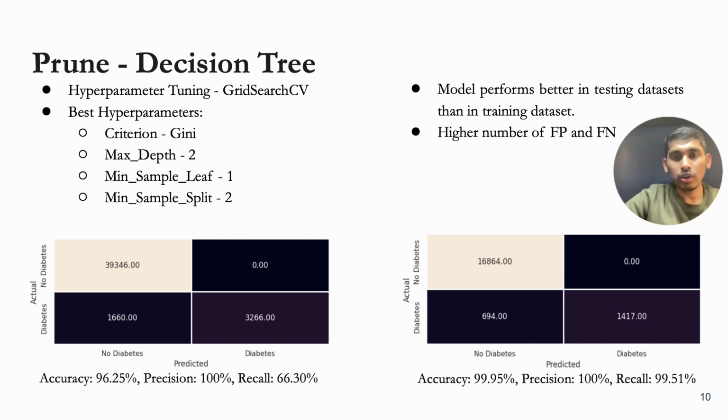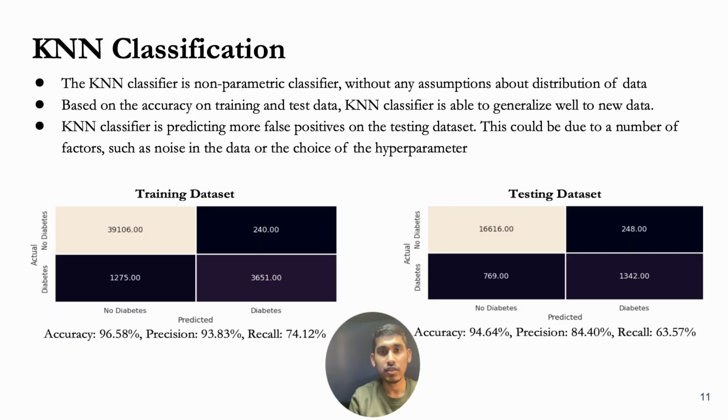When it comes to evaluating the model, it performs better on the testing dataset than on the training dataset, but we can observe a high number of false negatives and false positive cases. KNN classification.